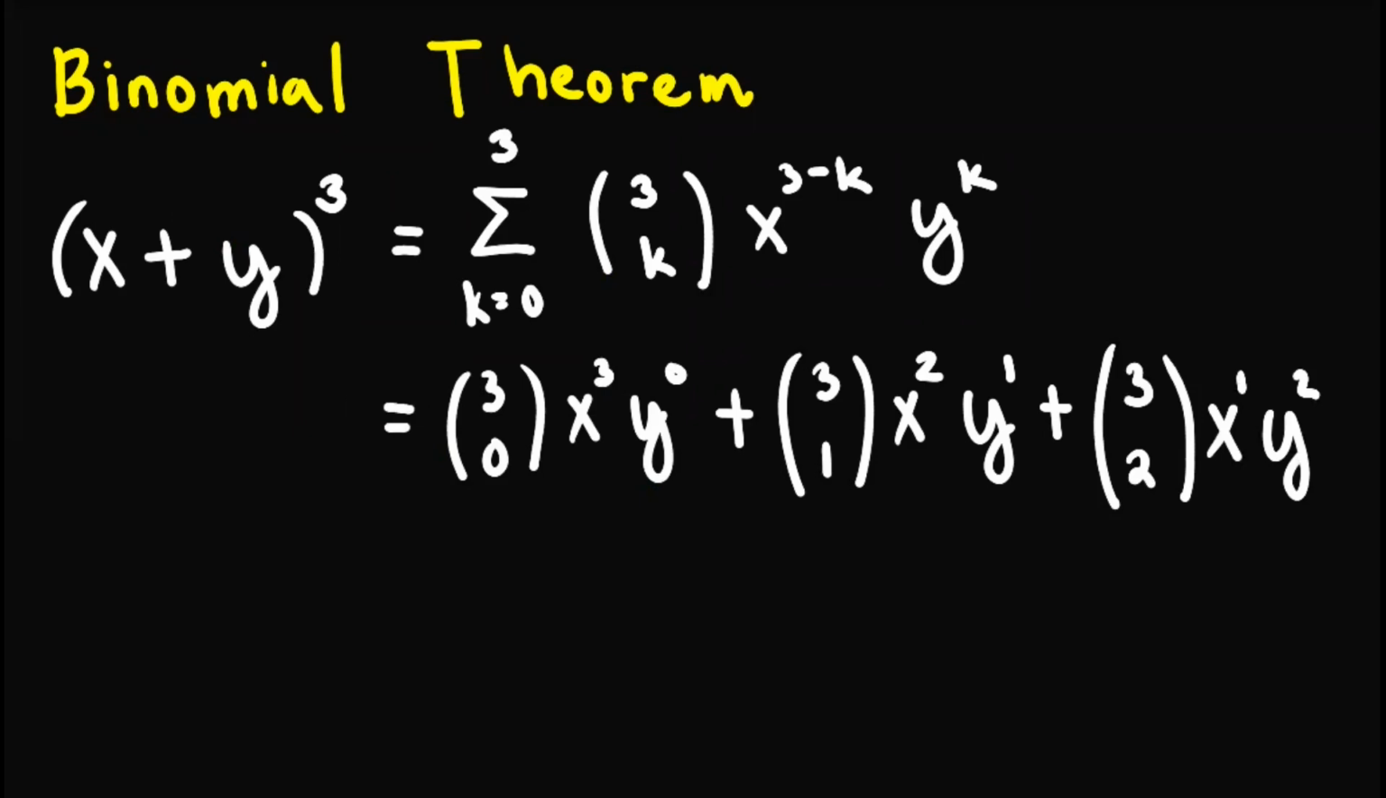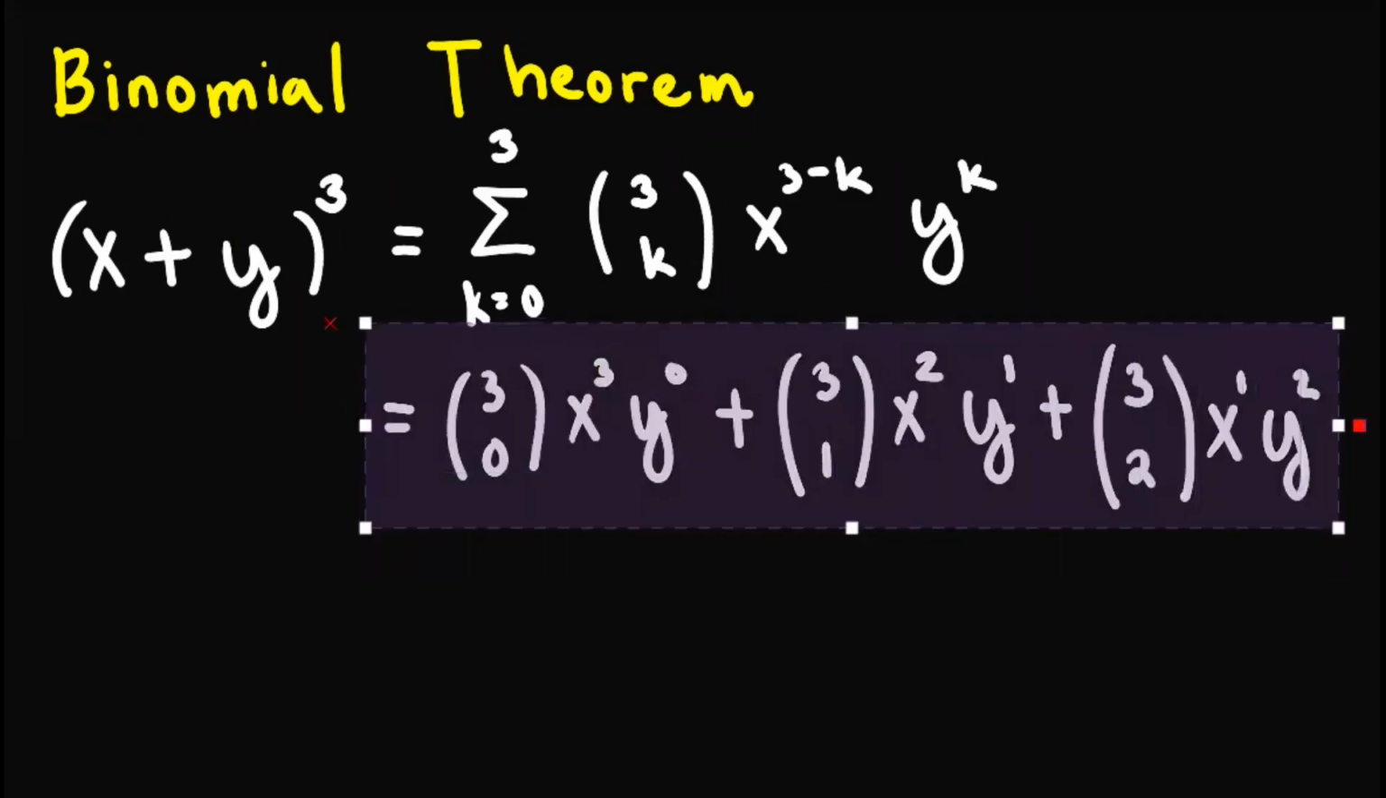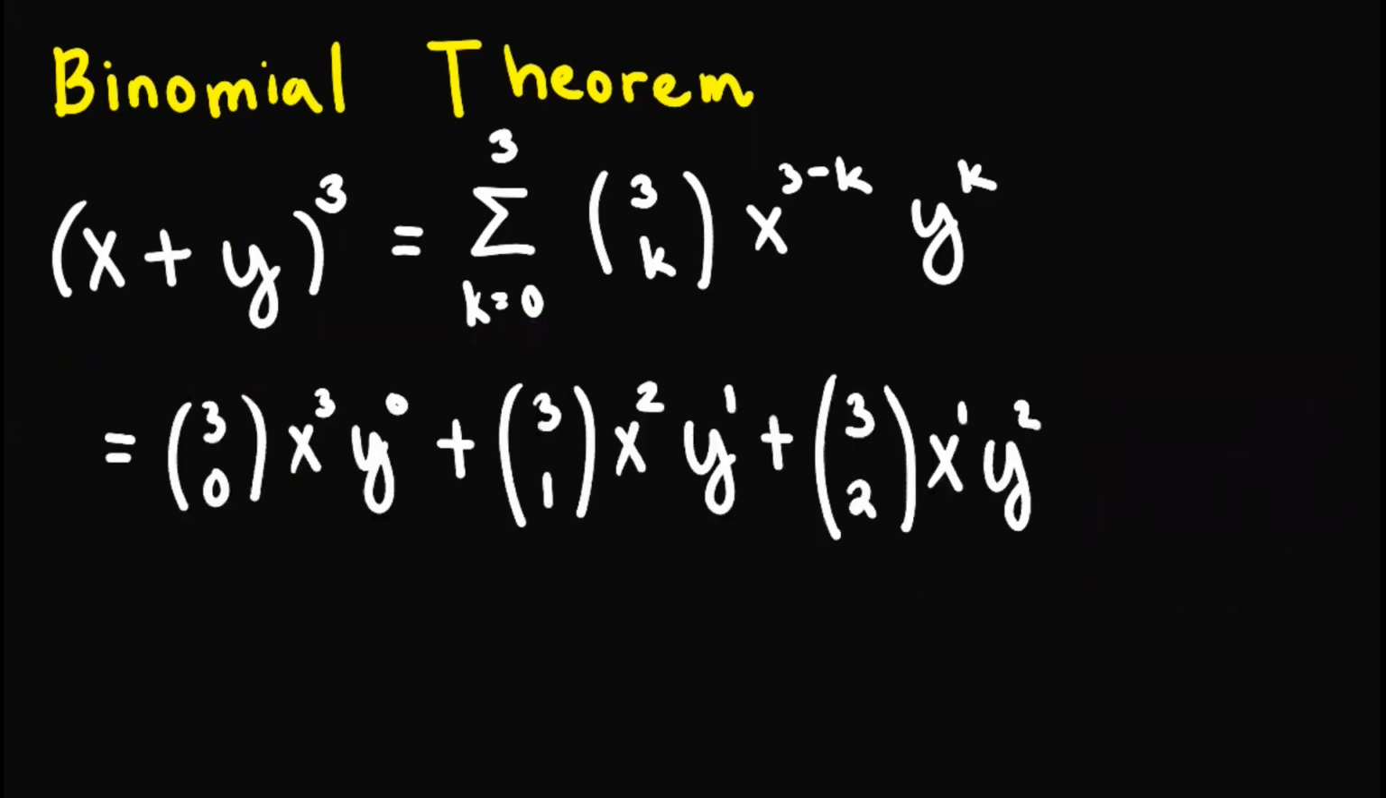So let's move this one first, since we are lacking in space. Plus 3 choose 3 of x raised to 3 minus 3, or x raised to 0, and y raised to 3. So let's simplify this one.